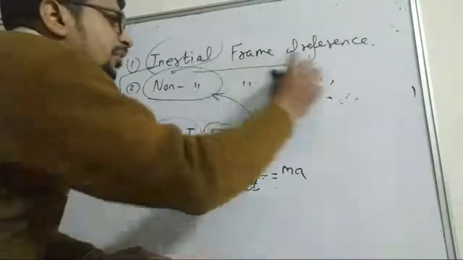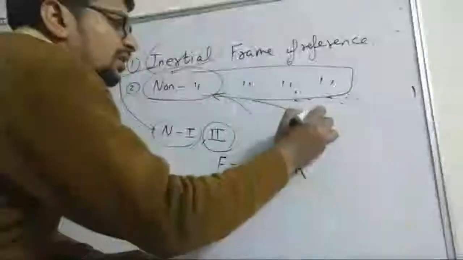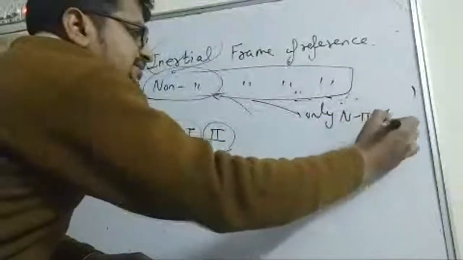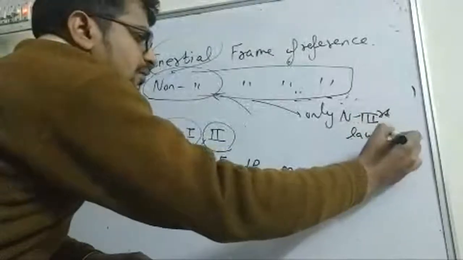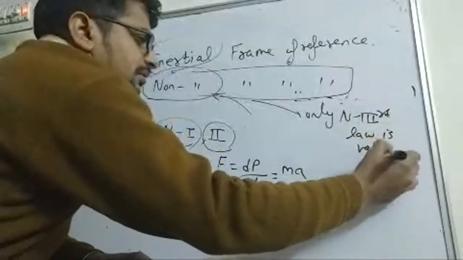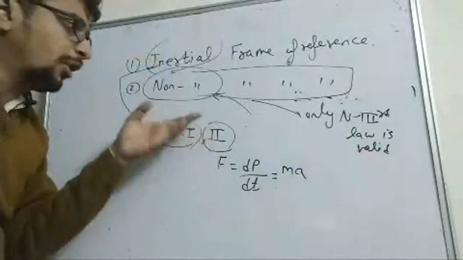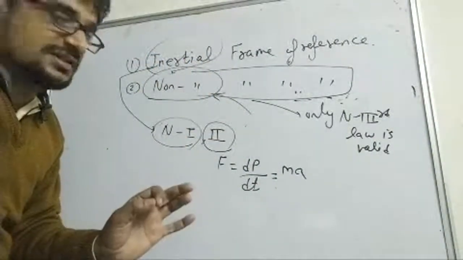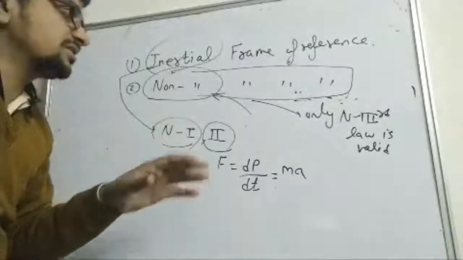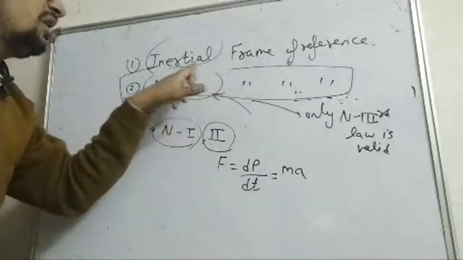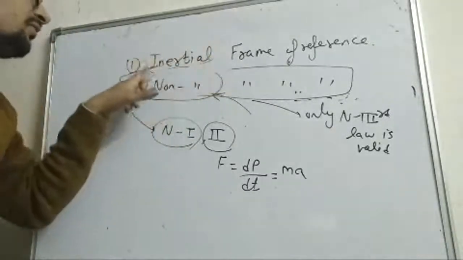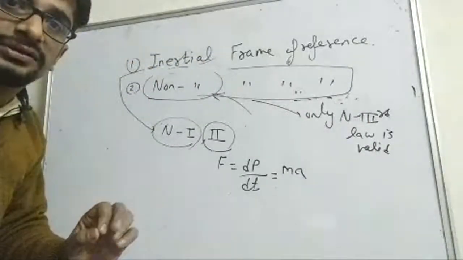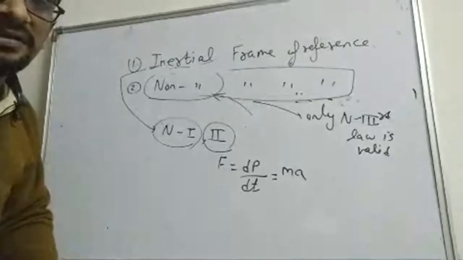In this type of frame of reference, only Newton's third law is valid, and you will study about it at a higher level in the postgraduation courses. In the BSc courses you will study only the inertial frame of reference. Got my point or not? Please reply.